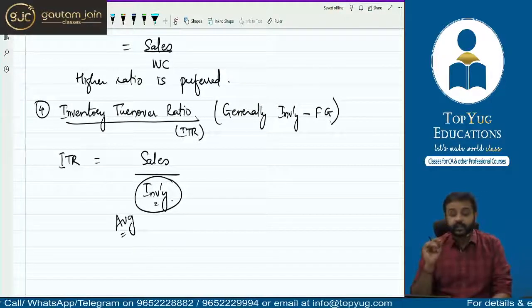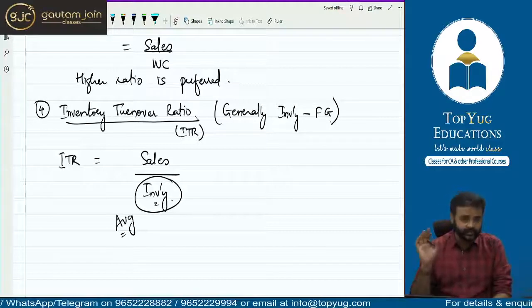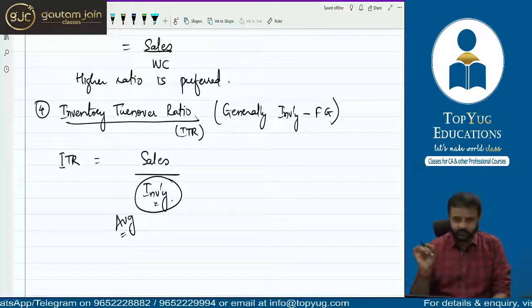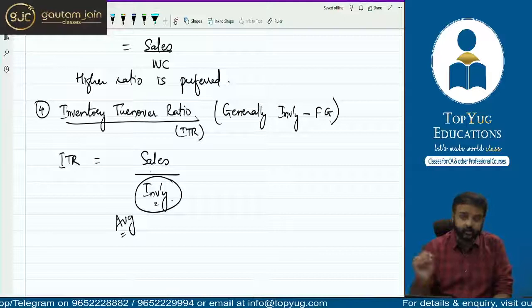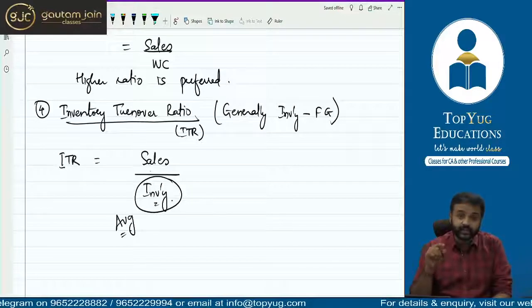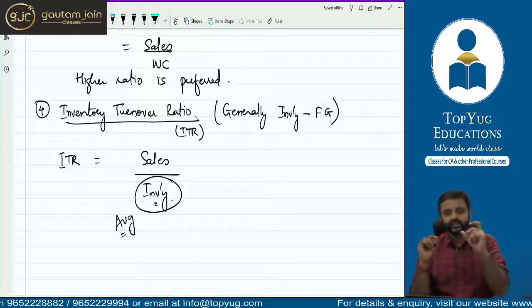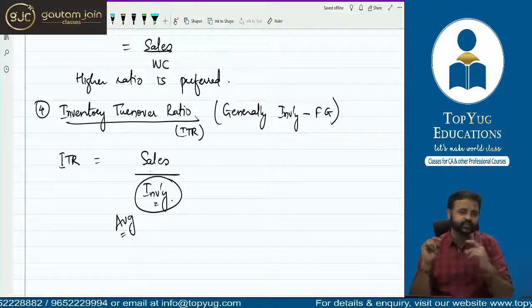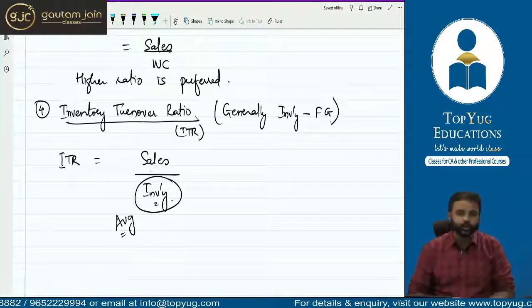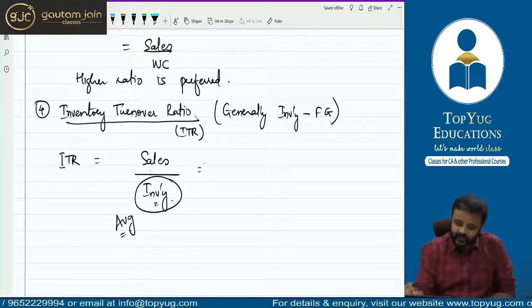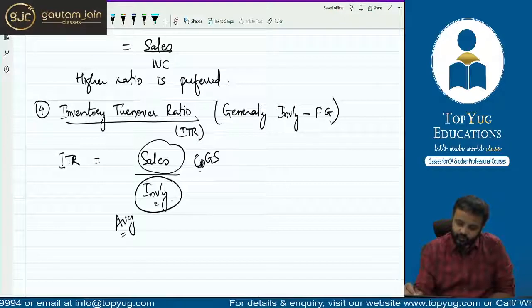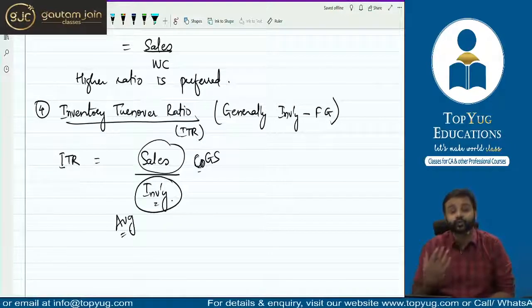Secondly, inventory is at cost price. Inventory is valued at cost, whereas in the numerator, where we have sales, that means it is at selling price. So one figure is at selling price, another is at cost price. Do you think the comparison makes sense? No. So please understand, that's where we will change it to cost of goods sold.